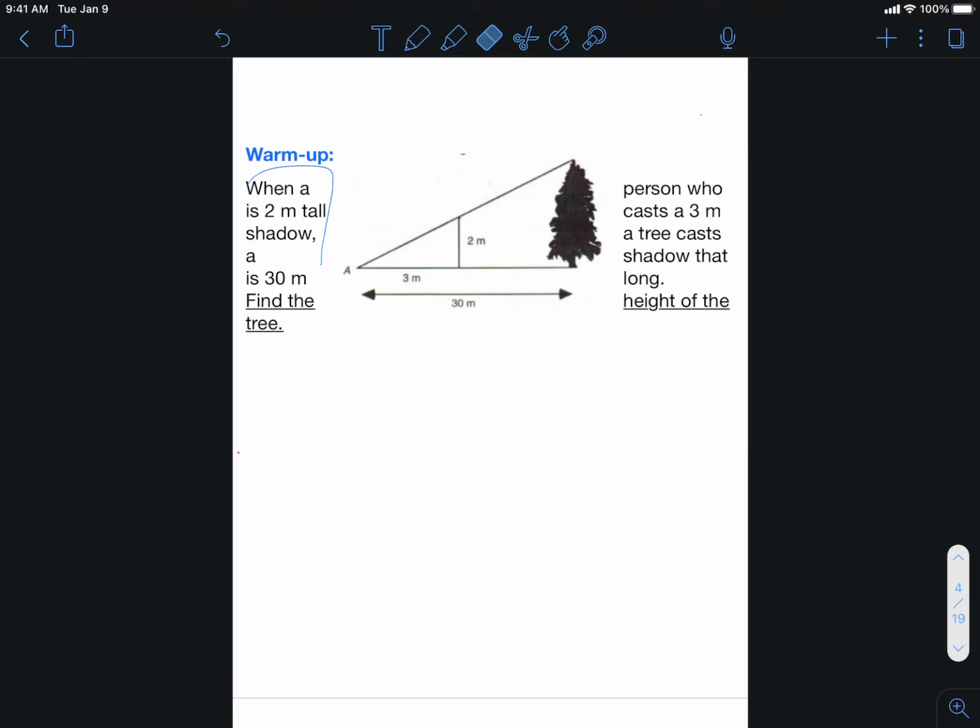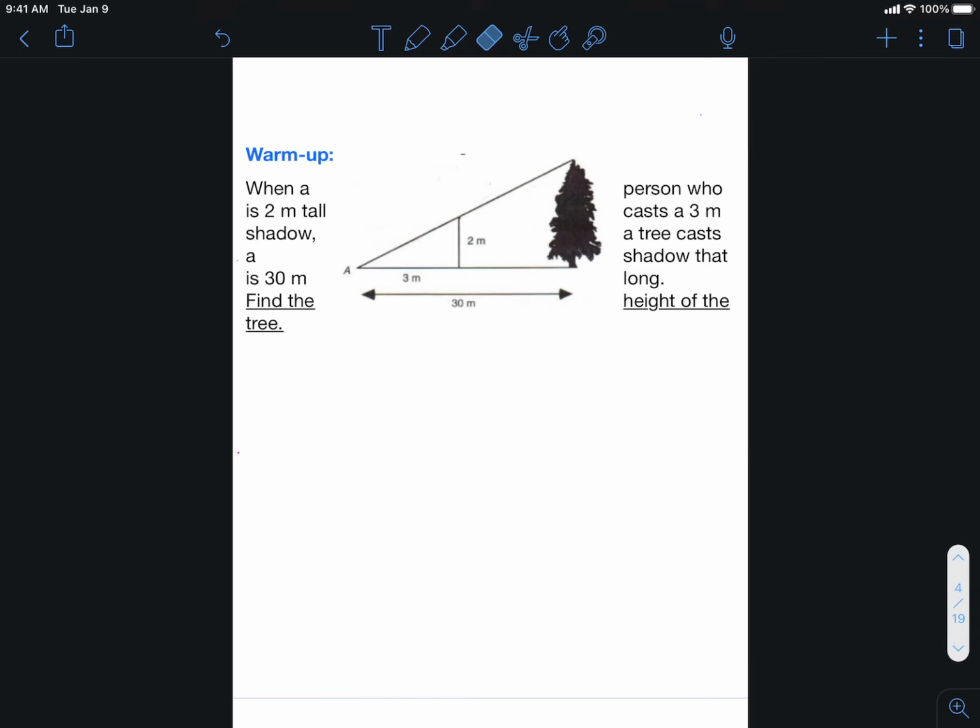But something happened with this question. It's all over the place. Oh, I see, the picture's right slammed in the middle. So I think it goes: when a person who is 2 meters tall casts a 3-meter shadow, a tree has a 30-meter shadow, something like that. Anyway, it's in the picture. We're basically just solving the two triangles that are in the picture.